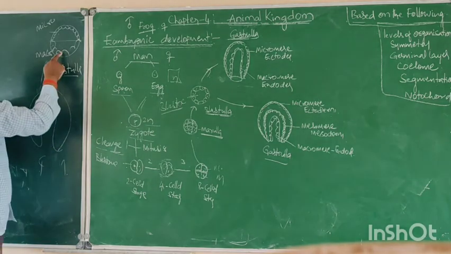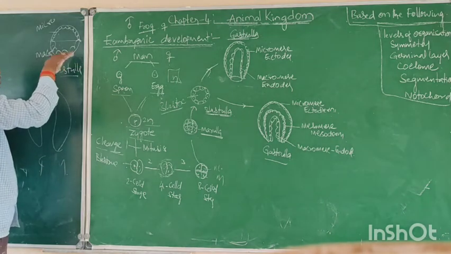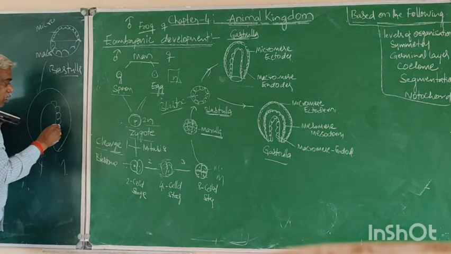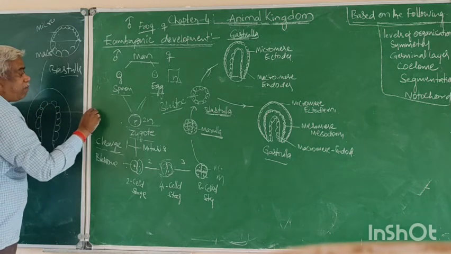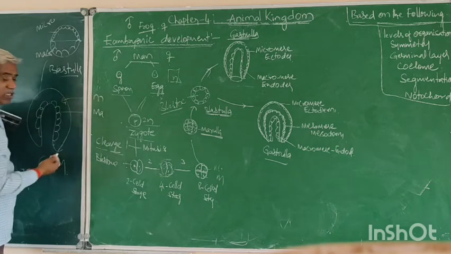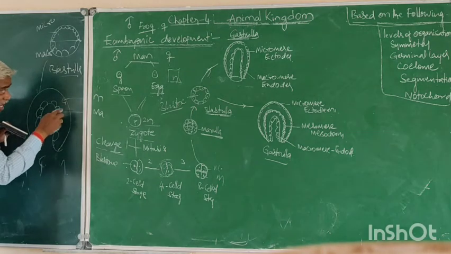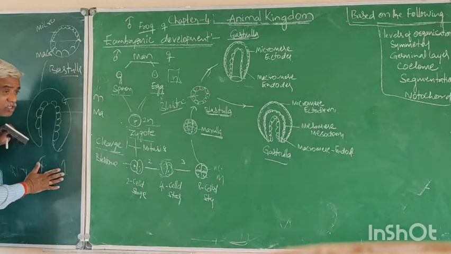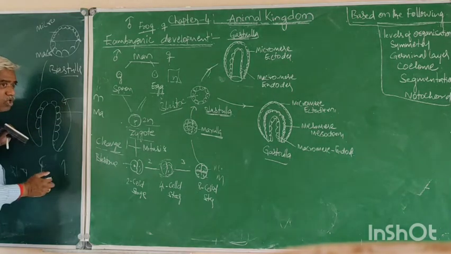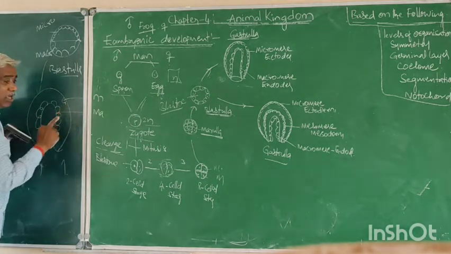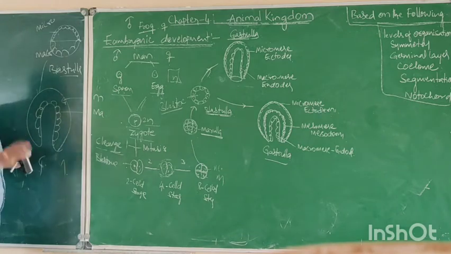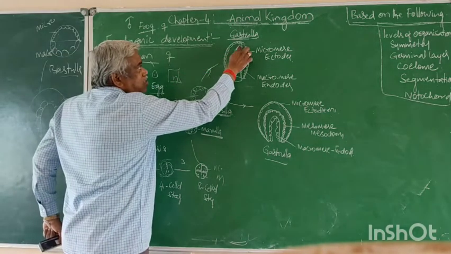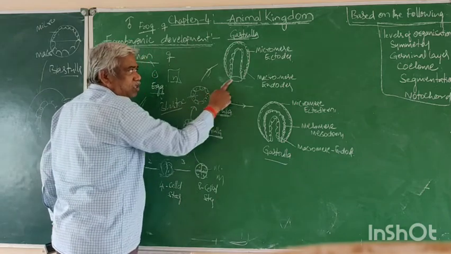The inner large cells go inward. The large cells are called macromeres and these are the small cells, the micromeres. What is the stage? Gastrula. In this gastrula, cells are arranged in two rows. Among these two rows, the outer row is micromeres and the inner row is macromeres. This is important. Between the two rows there will be a cavity. This is the cavity.